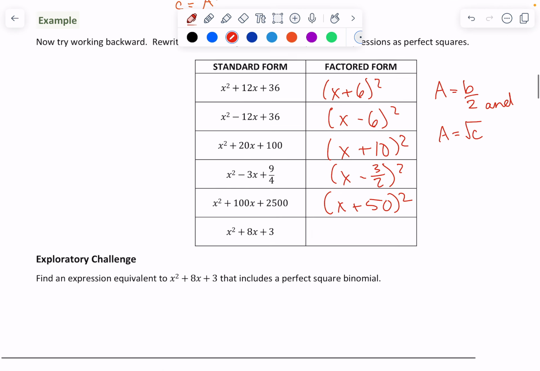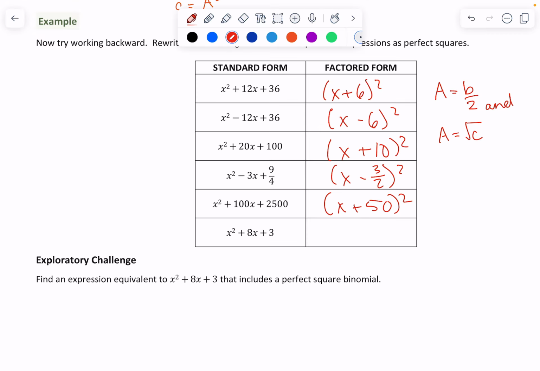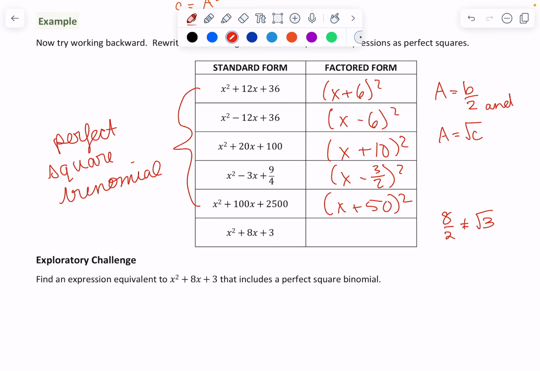And then we get to the last one and recognize that there's a problem. b divided by 2 does not give us the same value as the square root of c. 8 divided by 2 does not equal the square root of the c value. These others are all called perfect square trinomials because they can be factored in such a way that their factors are the same, giving us a binomial squared. But this last one is not a perfect square trinomial, because these two quantities are not equivalent. They don't equal each other.